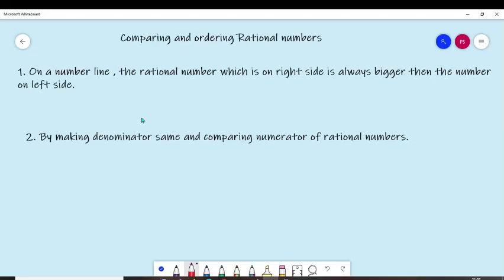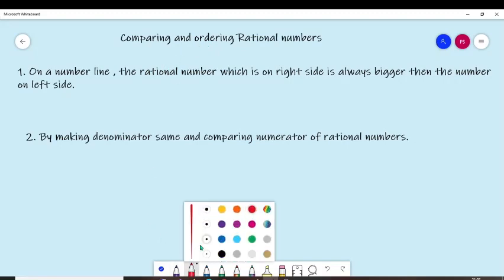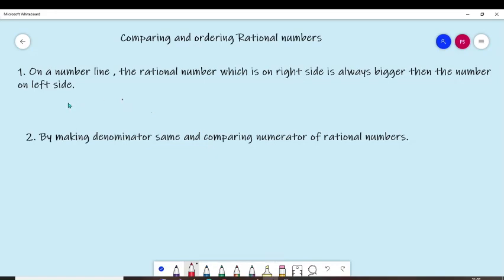So today again we are going to talk about rational numbers, but today our topic is how we can compare rational numbers and how we can put them into ascending and descending order. Right? Ordering of rational numbers. That means how we can put them into ascending and descending order. So first, let us understand it on the number line.